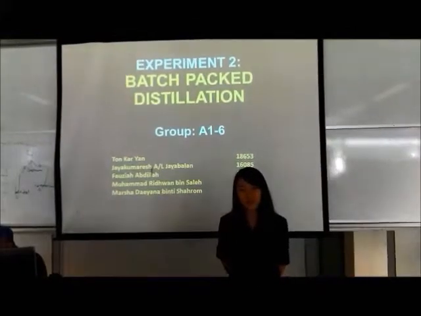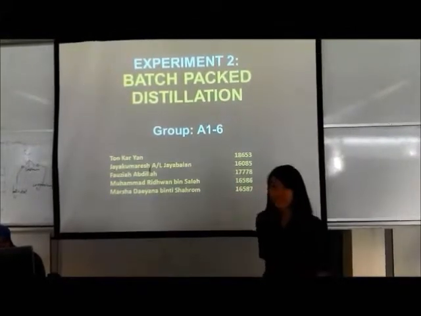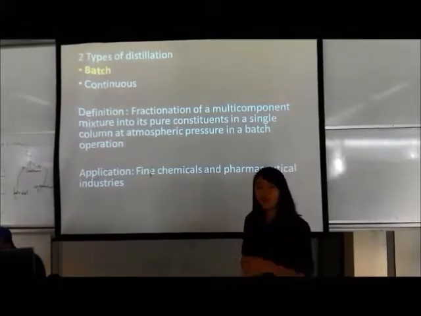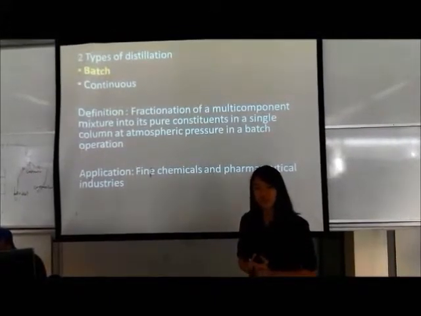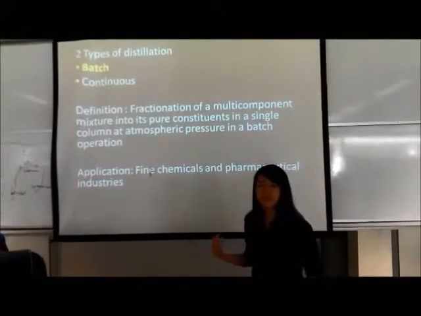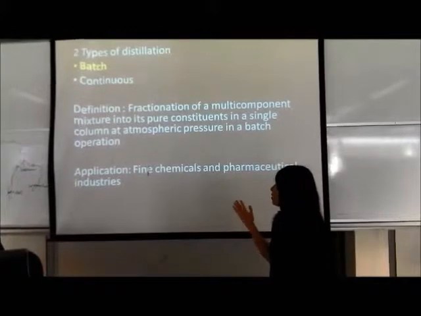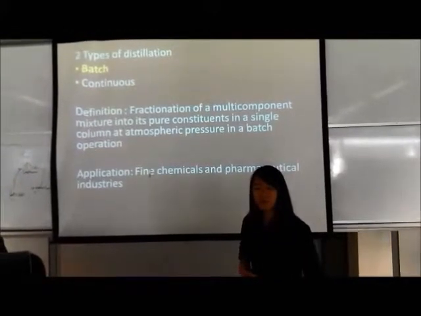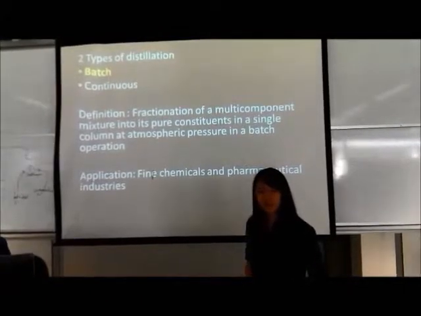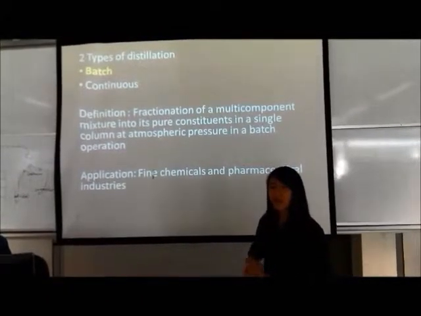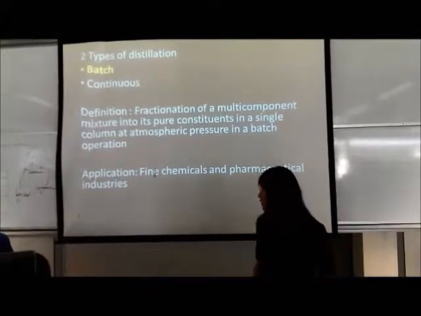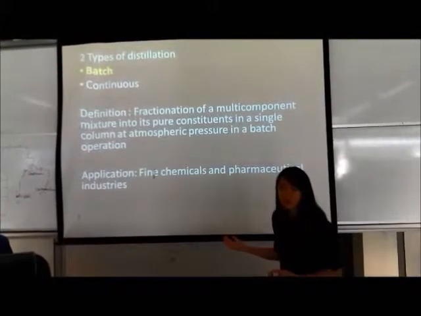We are going to present about batch distillation. There are two types of distillation available, which are batch distillation and continuous distillation. And what is batch distillation? Batch distillation is the fractionation of a multi-component mixture into its pure constituents at atmospheric pressure in a single column in a batch operation. It is widely used in industry, especially in fine chemicals and pharmaceutical industries.